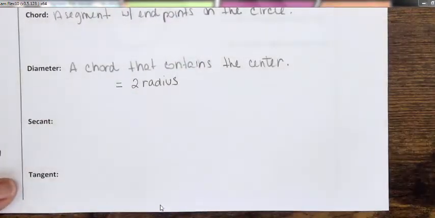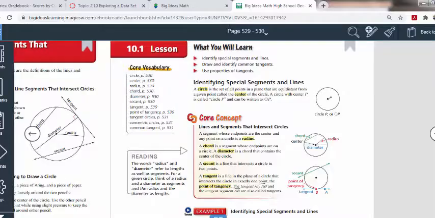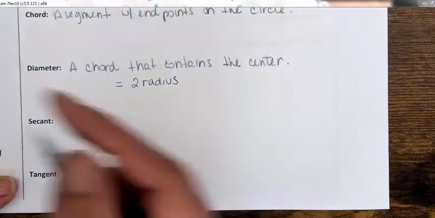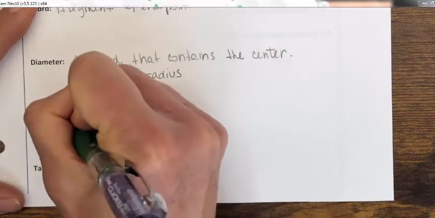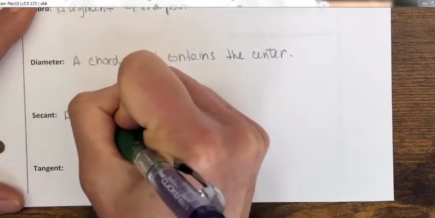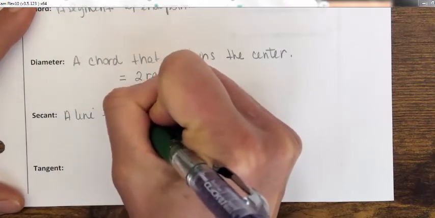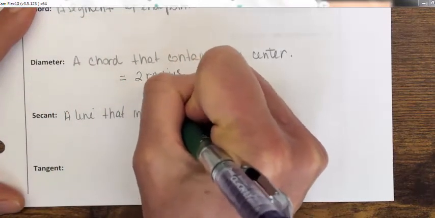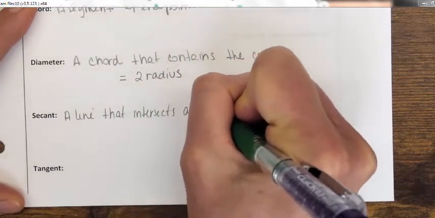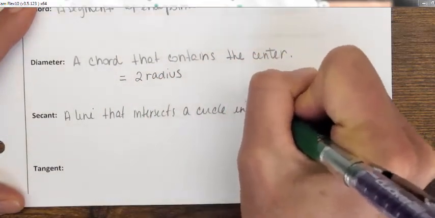Let's see what the book says. A secant is a line that intersects a circle in 2 points. Perfect. So this time it's a line that intersects a circle in 2 points.